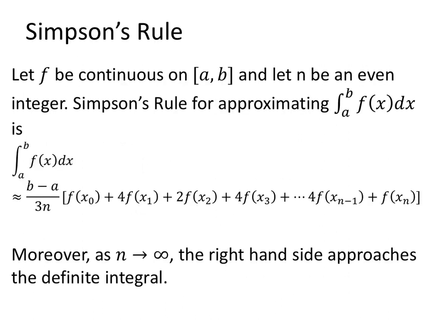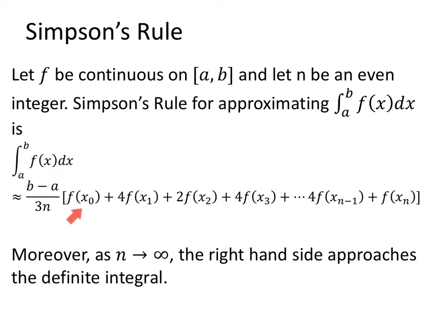We also have Simpson's rule. Let f be continuous on the interval from a to b, and let n be an even integer. So this only works if you're dividing your interval from a to b into an even number of subintervals. Simpson's rule is then the approximation for the integral from a to b of f of x dx is b minus a over 3n multiplied by f of x0 plus 4 f of x1 plus 2 times f of x2 plus 4 times f of x3.